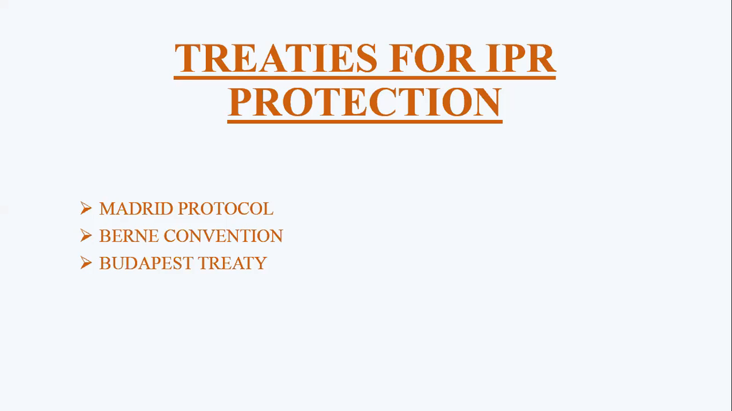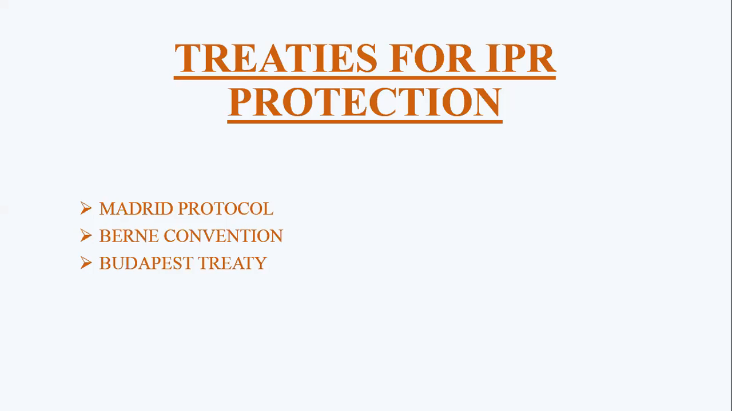You may have heard the name Madrid, which is the capital of Spain. This particular treaty or agreement, which was related to the protection of trademark, was signed in this place, Madrid, so it is called the Madrid Protocol. The second one, the Bernese Convention, is also named after a place: Bern is the capital of Switzerland, where this treaty was signed.